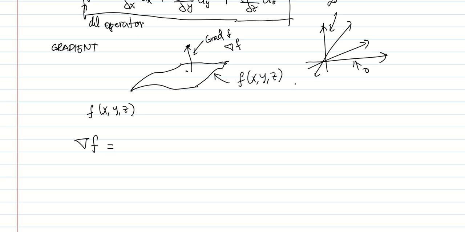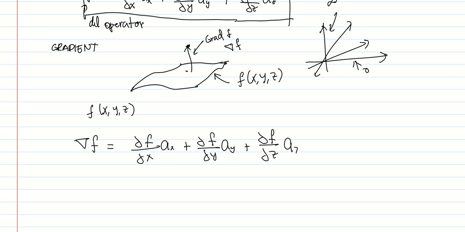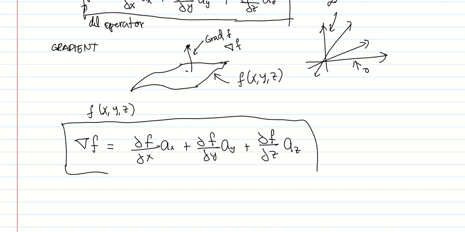So what do we mean by this? We just need to take the partial derivative of f with respect to x in the x direction, plus the partial derivative of f with respect to y in the y direction, and lastly the partial derivative of f with respect to z in the z direction. This will be the equation of the gradient of any surface, or any scalar field. You just take the partial derivative of that with respect to the directions.